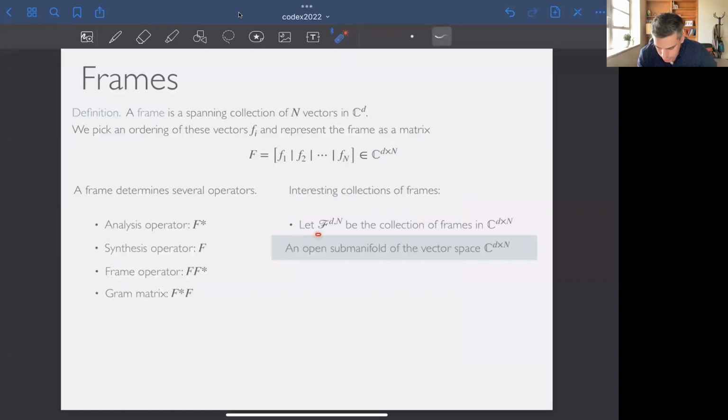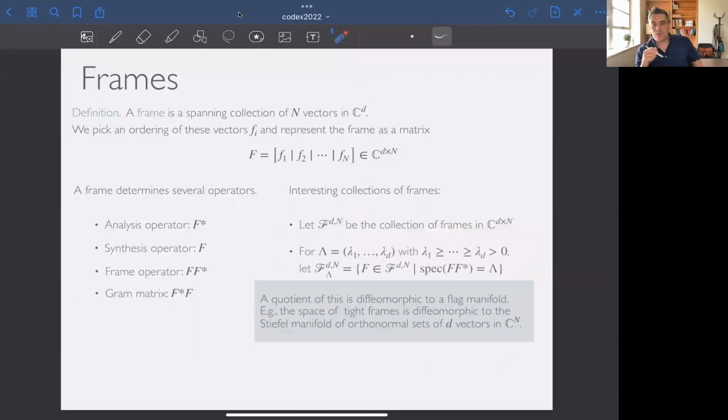So I'll use script F superscript d,n to be the frames in C^(d by n). Really that's just all the full rank ones. So that's an open condition, an open subset of this vector space, or if I want to be a little more geometric, an open submanifold, which in this case just means open subset.